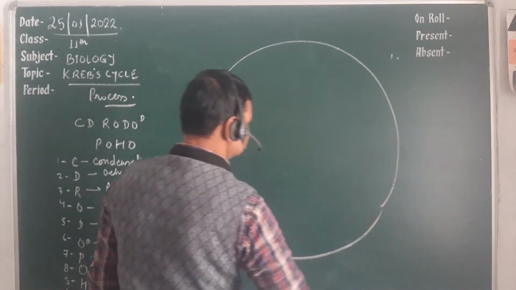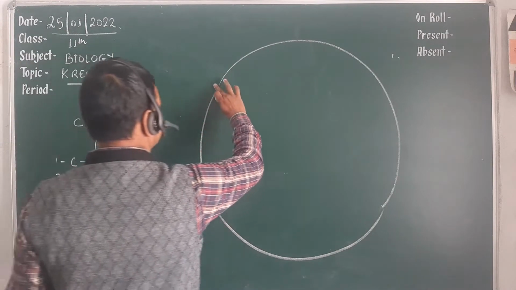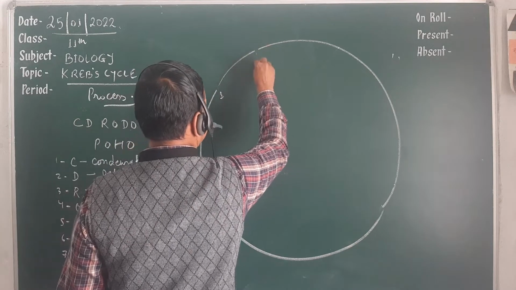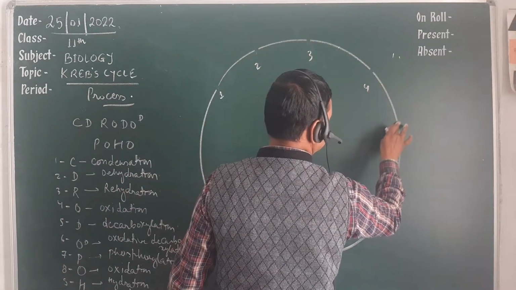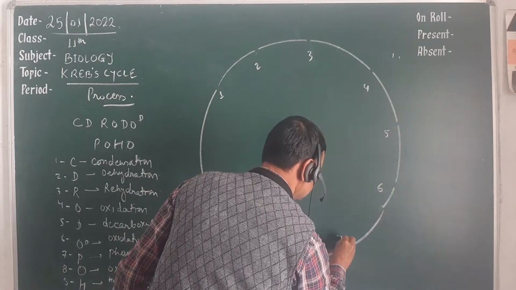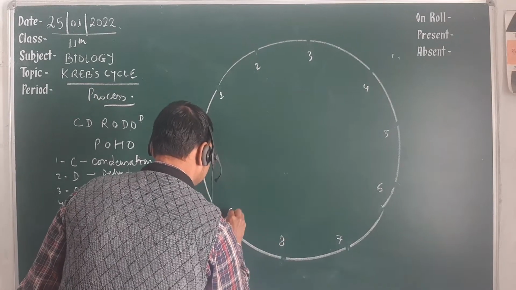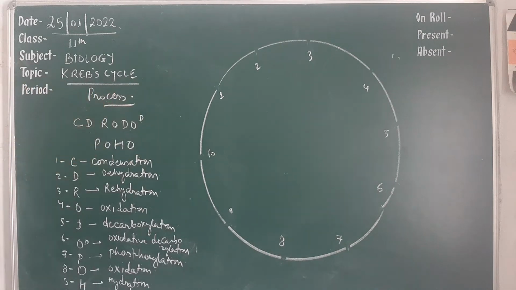Right. And in this circle we are going to represent the Krebs cycle. This is the first molecule, the second, third, fourth, fifth, sixth, seventh, eighth, ninth, and the tenth molecule. They are the 10 molecules. Now, how to remember these 10 molecules?